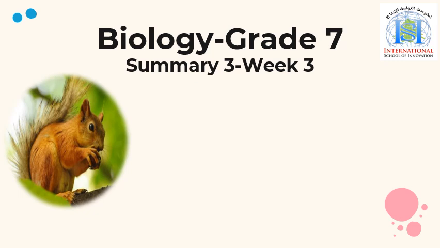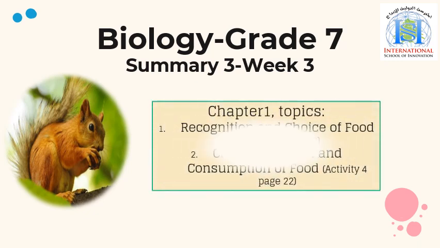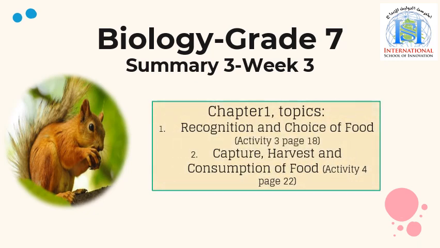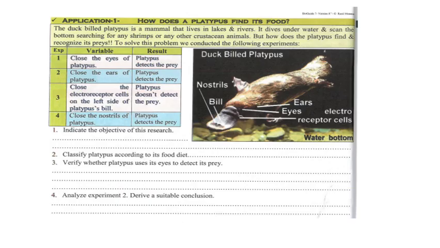Hello grade 7 students. Here is summary 3 for week 3 and the topics are recognition and choice of food, capture, harvest and consumption of food. We'll start from application 1, which is related to recognition and choice of food.